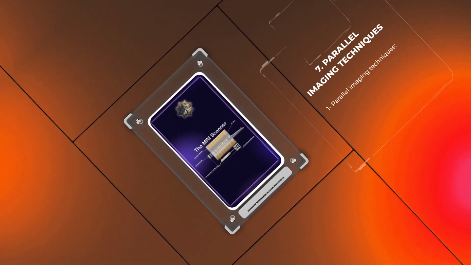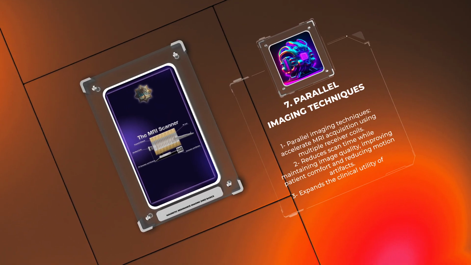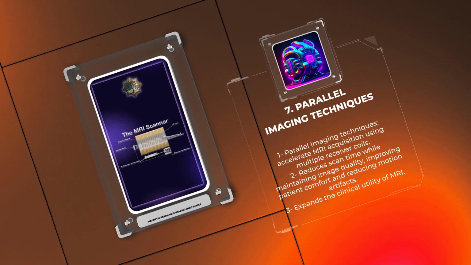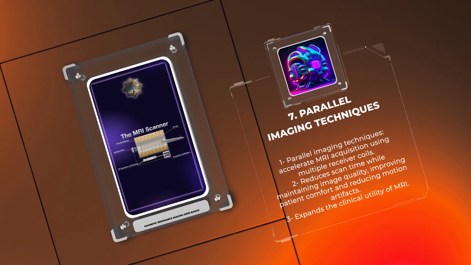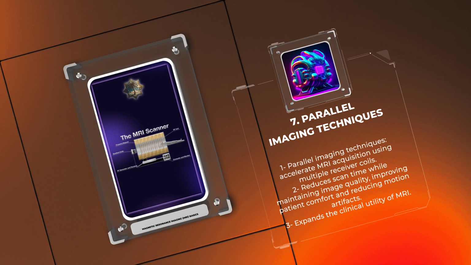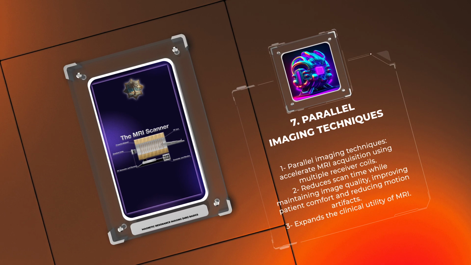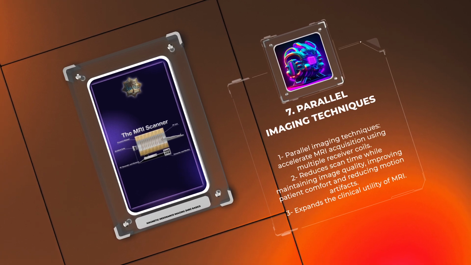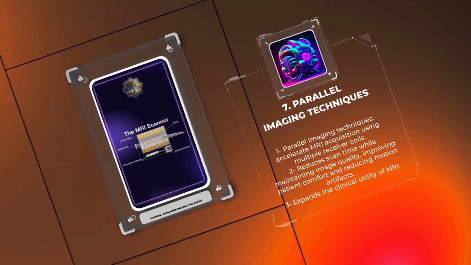Parallel imaging techniques are a group of methods that accelerate MRI acquisition by using multiple receiver coils. By collecting and combining data from different coils simultaneously, parallel imaging reduces scan time while maintaining image quality. This advancement has significantly improved patient comfort, reduced motion artifacts, and expanded the clinical utility of MRI.